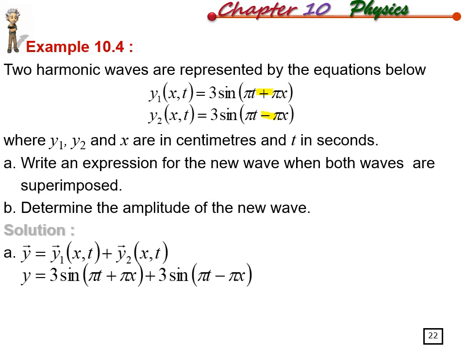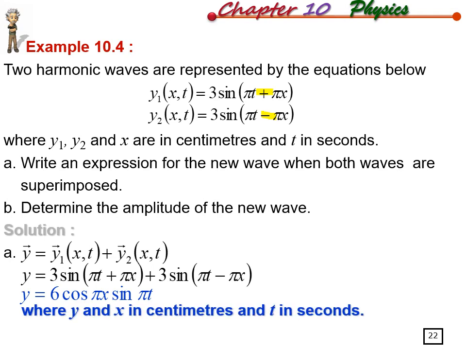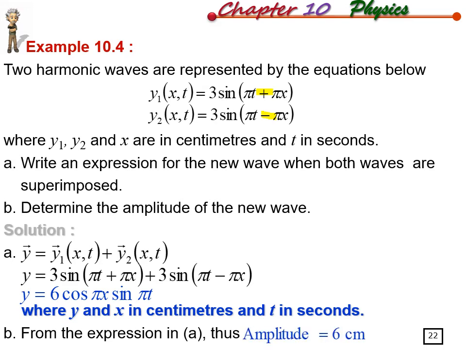The final wave will end up with twice the amplitude. So y will be equivalent to twice the amplitude, that means 6, times sine pi x times sine pi t. That will be your new expression for the superimposed wave, with y and x in centimeter and t in second. From the new expression, the new amplitude will be equivalent to 6 centimeter.